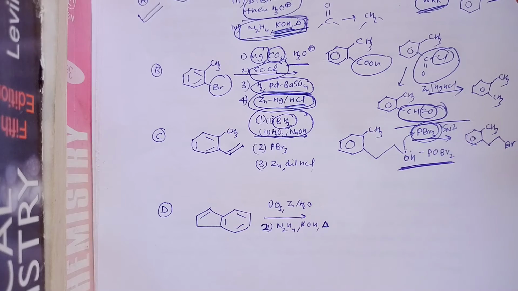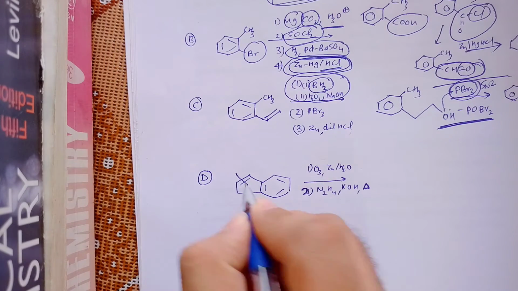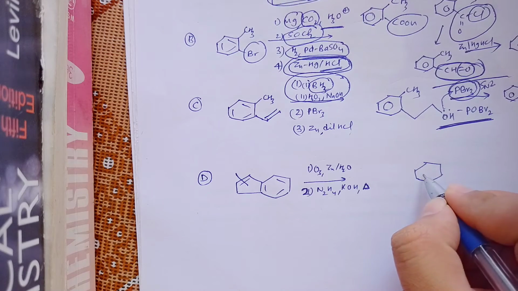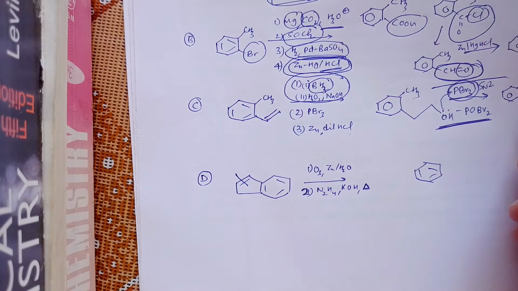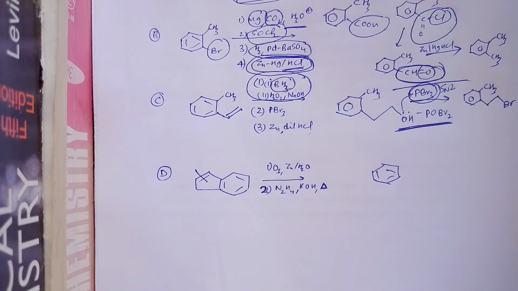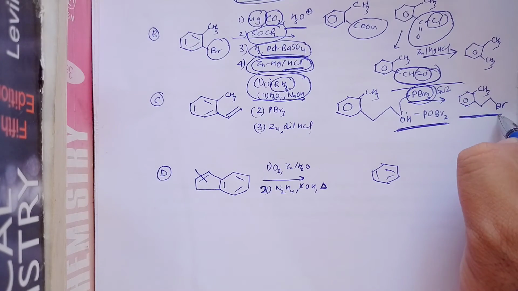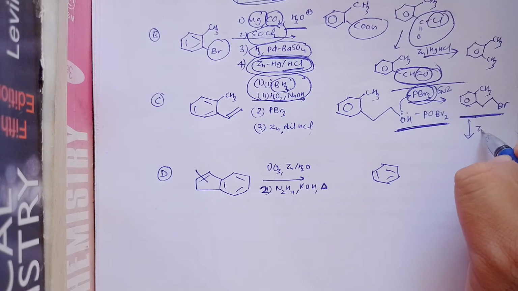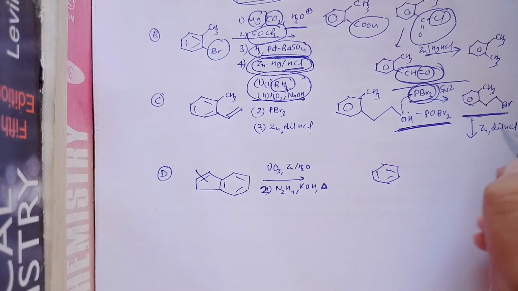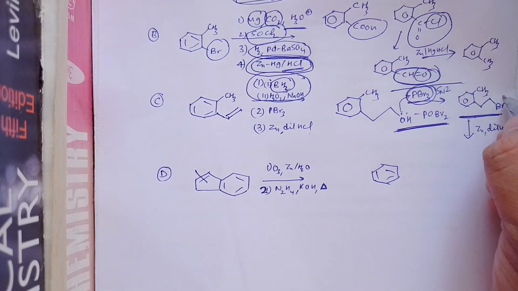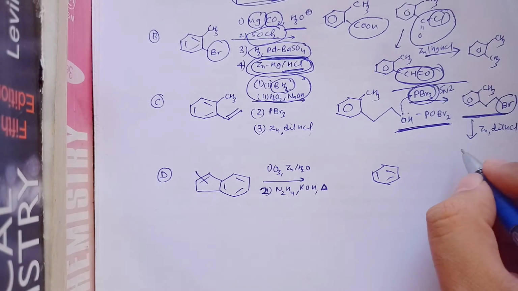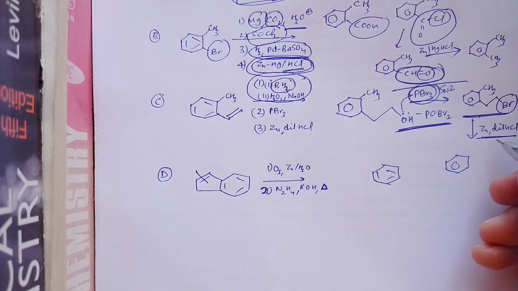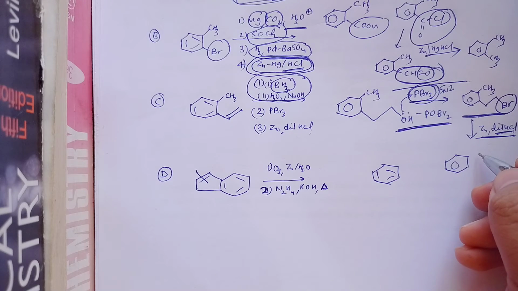In the fourth one, what will happen? It will cut here, ozonolysis. What will you get? I'm sorry, I have left it in between. Here this was the product after the second step. What about the third step? Zn, dilute HCl. What will happen here? You will get H in place of Br because it is a metal in acidic medium. Don't confuse it with the Wurtz reaction because here we have a protic solvent.